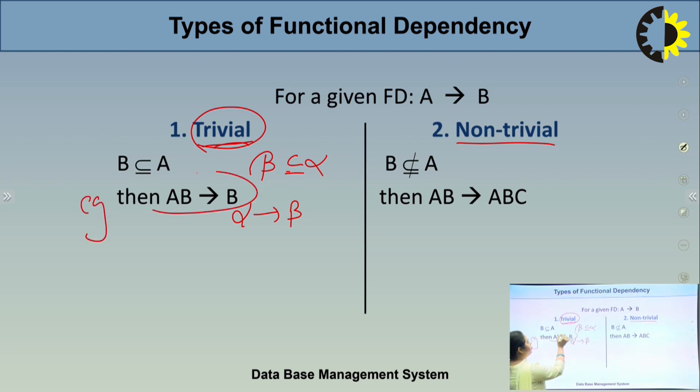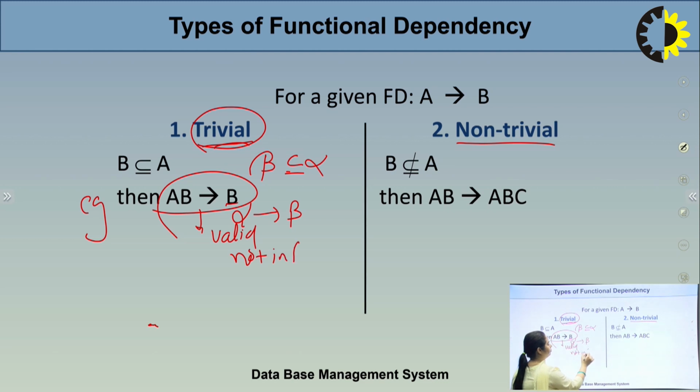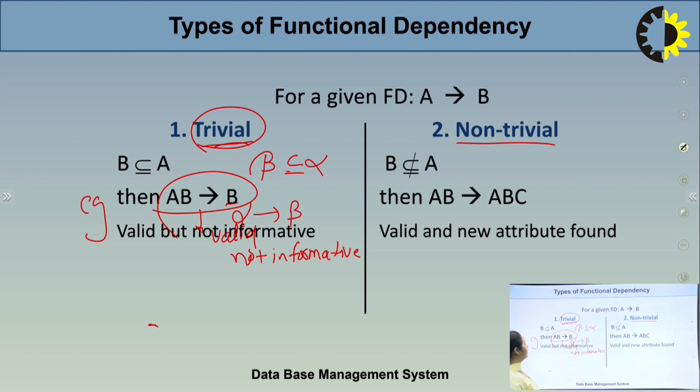For example, this is an example of trivial functional dependency. I am telling you the value of A and B. With the help of A and B, you can search the value of B. This dependency is valid, but not informative, because you are not giving me any new information which is of use to me. So this dependency is known as trivial dependency. It is valid but not informative.